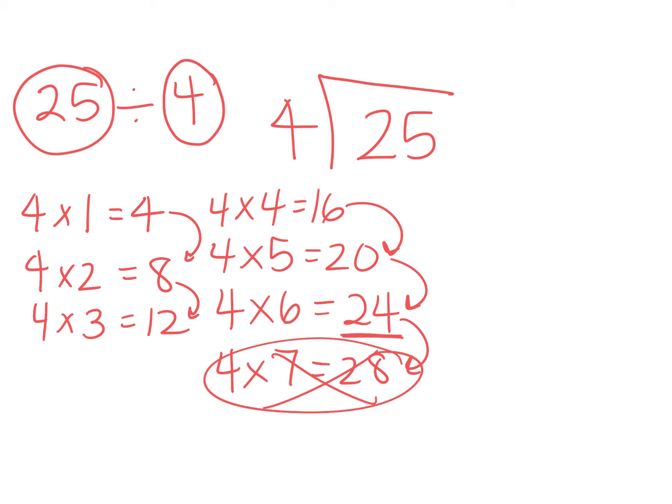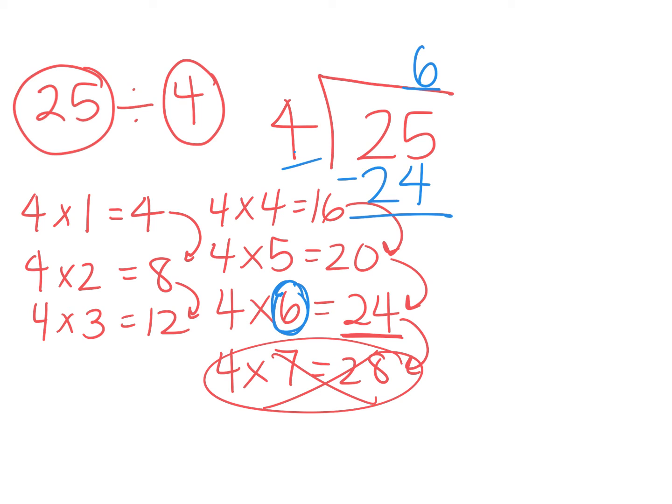So I'm going to put the 24 below the 25. Oops, and I started writing 25. And I'm going to subtract. And then, all right, so I lost power for a second. So I'm going to put the number I multiplied by, the 6, on the other side of the division house. 6 times 4, does that equal 25? No, it equals 24.